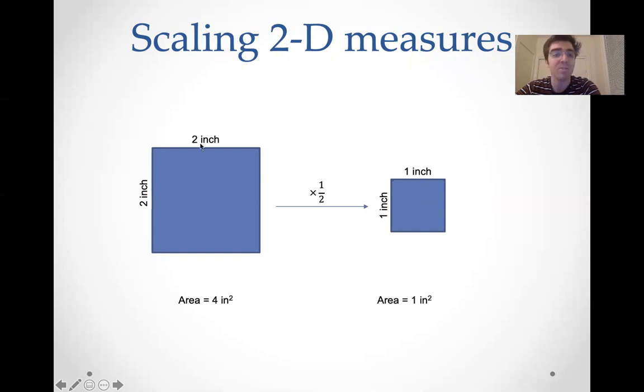So notice that although the sides each were halved, from 2 to 1 and 2 to 1, the area was not halved. It went from 4 to 1. It was multiplied by 1/4. So the area actually got multiplied by that 1/2 squared. So we go from the area before to the area now. We multiplied by this scaling factor, which we'll define in a second, squared.